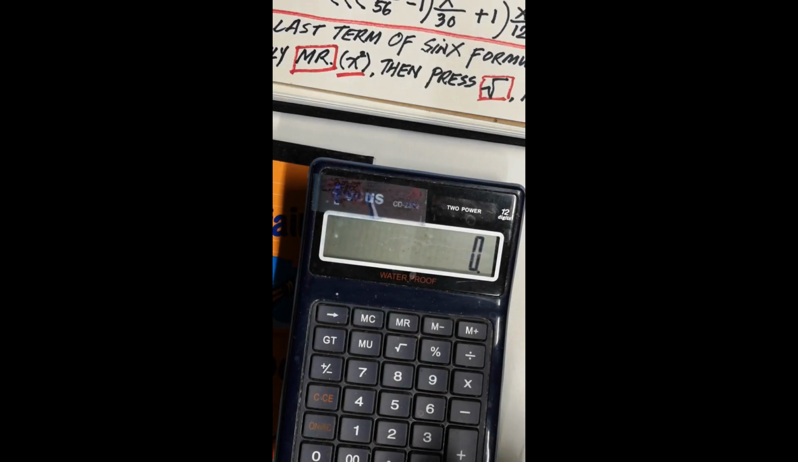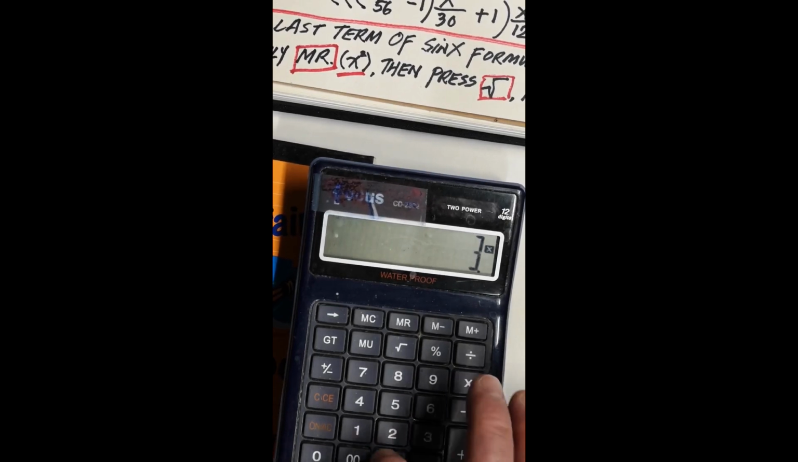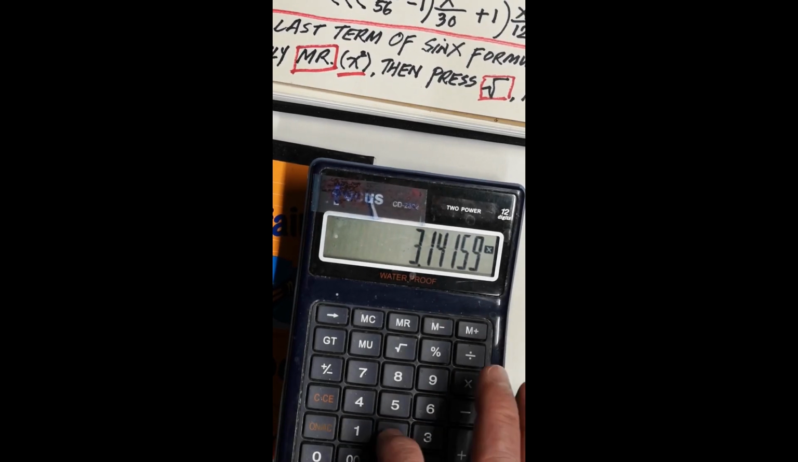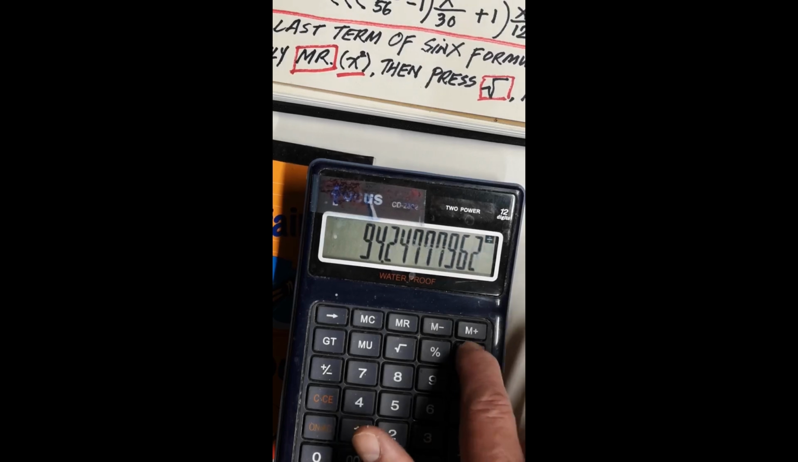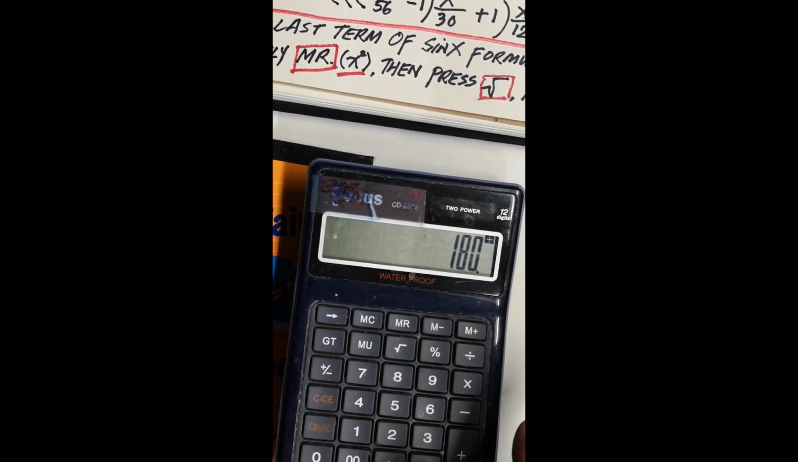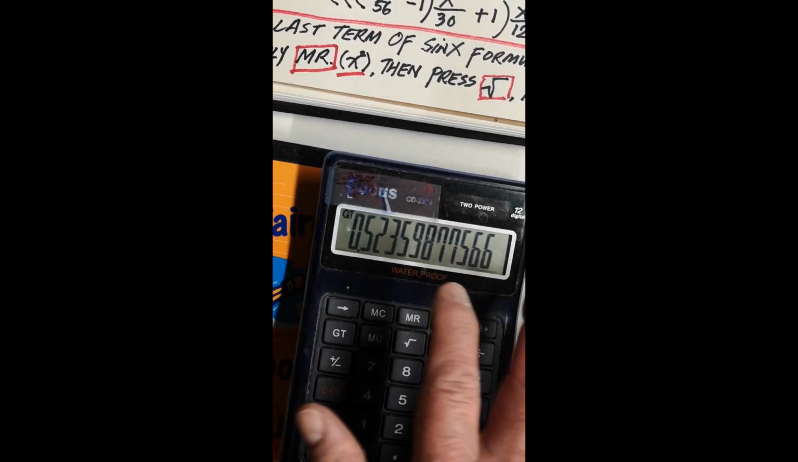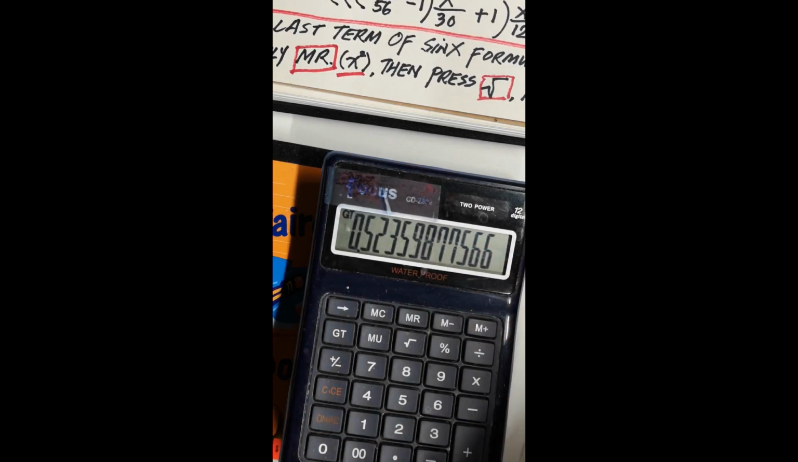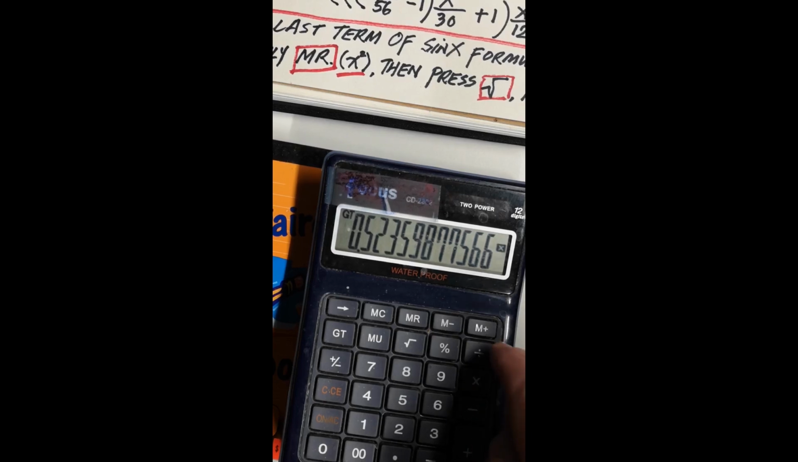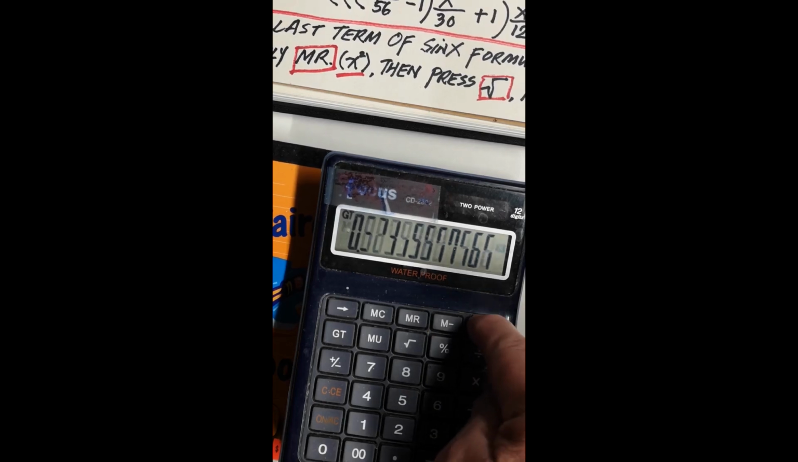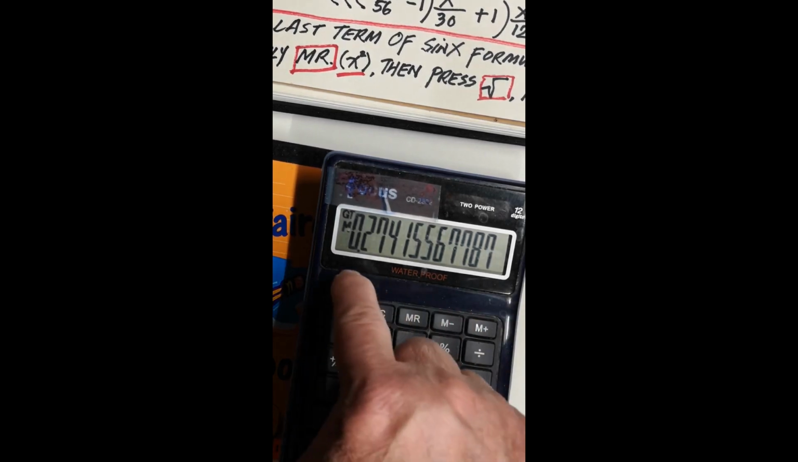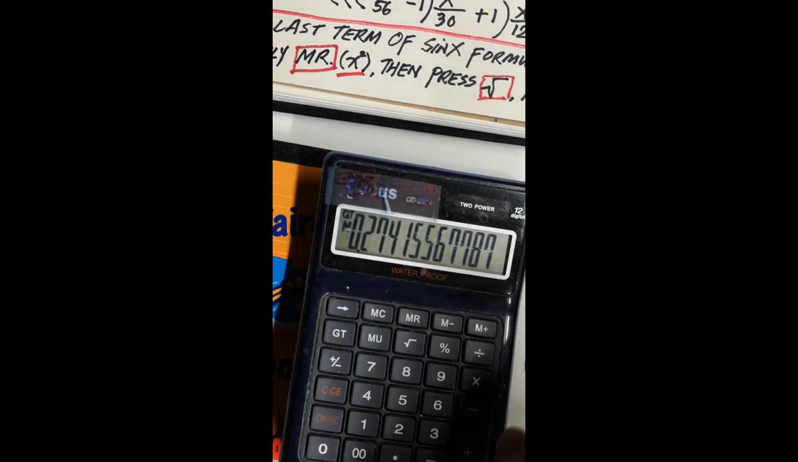Let's try solving sine of 30 degrees. First, we change 30 degrees into radians. 30 multiplied by 3.141592654 divided by 180. And this 0.523 is the radian value of 30 degrees. What we do is we press multiply and memory plus, and you store the x squared into the memory.